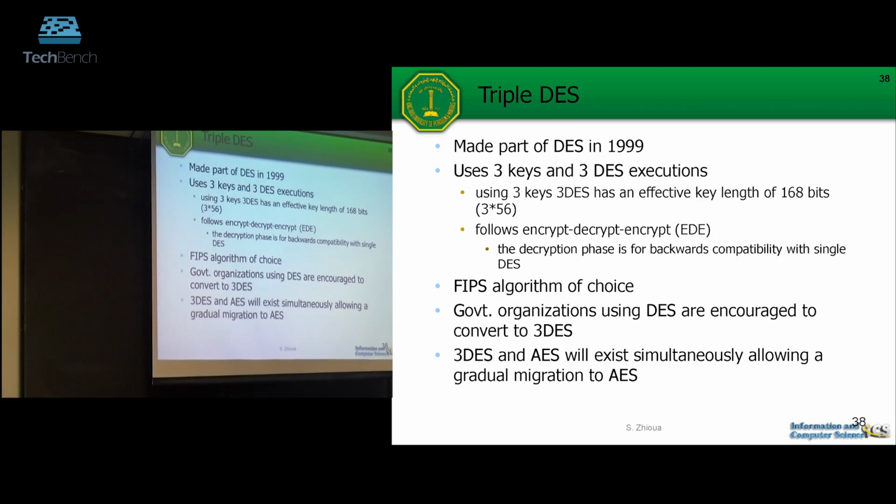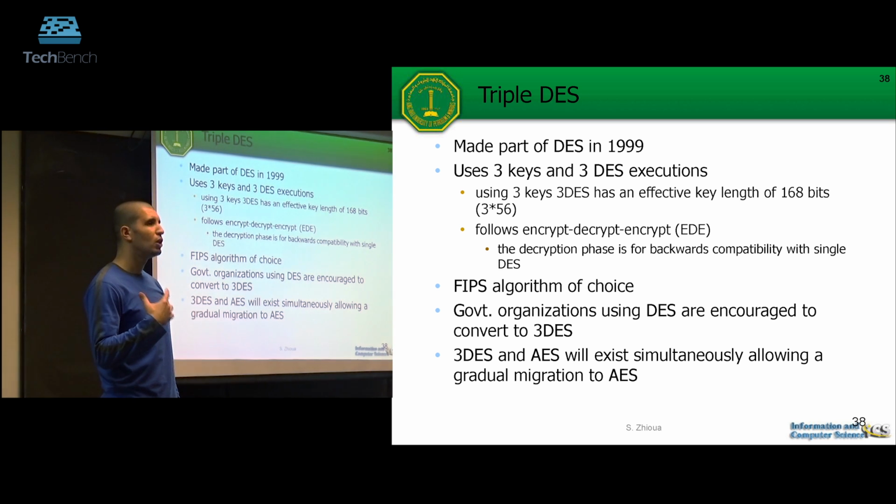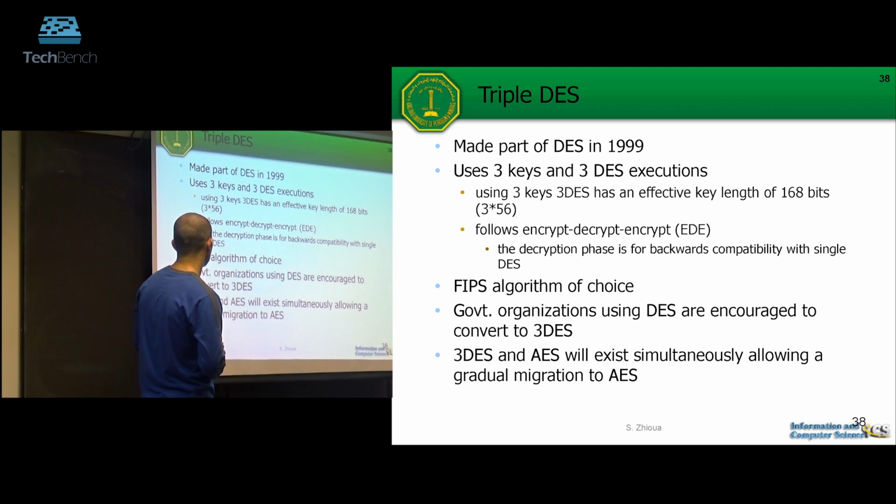Now triple DES is very commonly used. It was made part of the standard in 1999. So since around 2000, DES is not used as single DES; we use triple DES. In typical secure protocols like SSH, SSL, etc., triple DES is the one which is used.